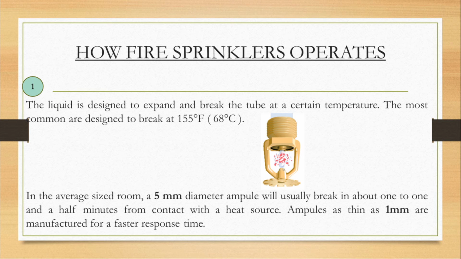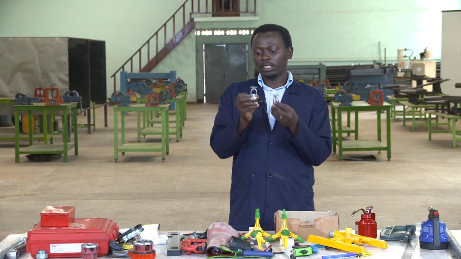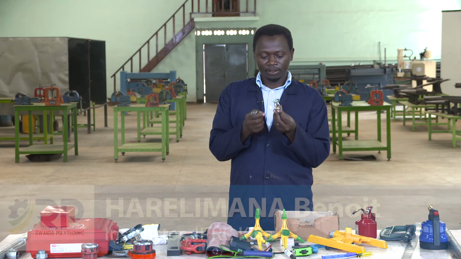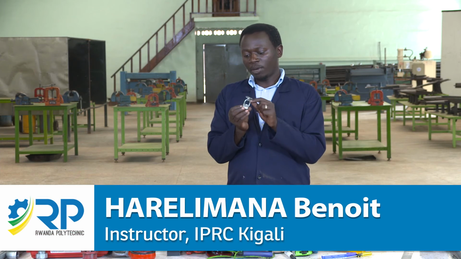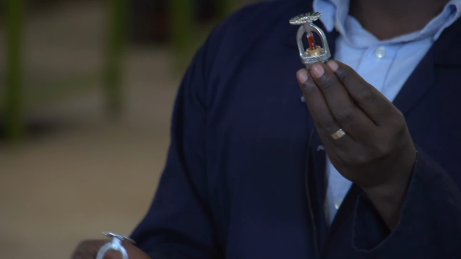So now we are going to see how fire sprinklers operate. As I told you before, this sprinkler has been used. You see that there's no glass inside, and there's no plug, as you can see. But this one has.